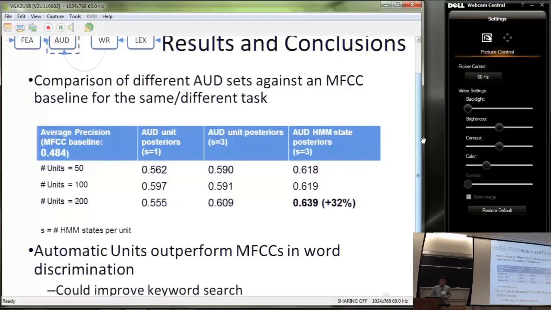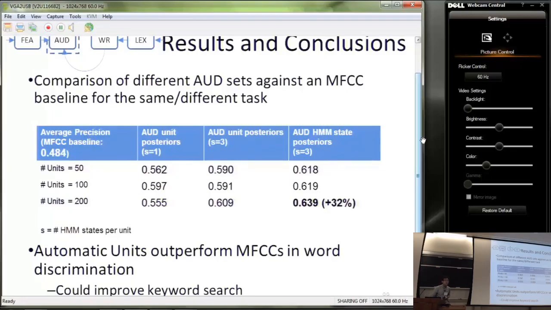We stop our experiment at 200 units for the configuration exploring. So far, the best performance comes from the 200 units and 3 HMM state-level posteriors, which gives 0.639 average precision compared to the MFCC baseline, that is a 32% relative improvement. Based on our experimental results, the automatic units outperform MFCC in the same-different task, and this could help improve the keyword search.